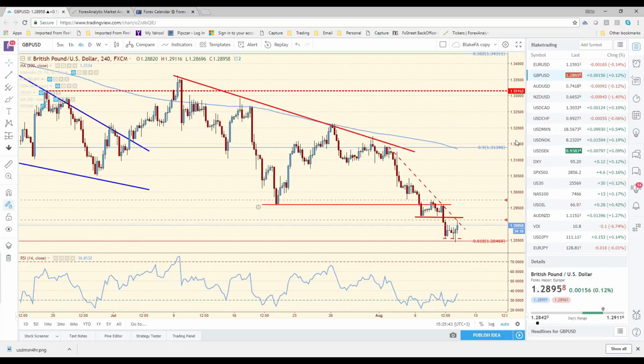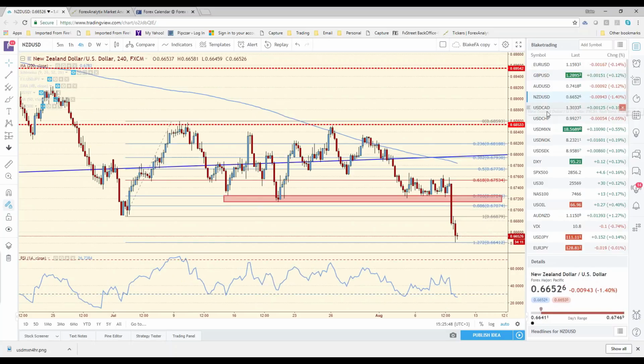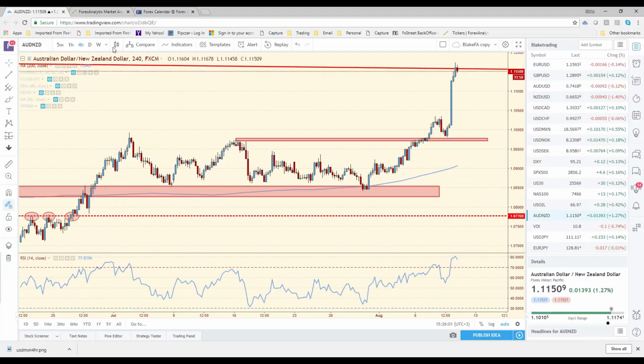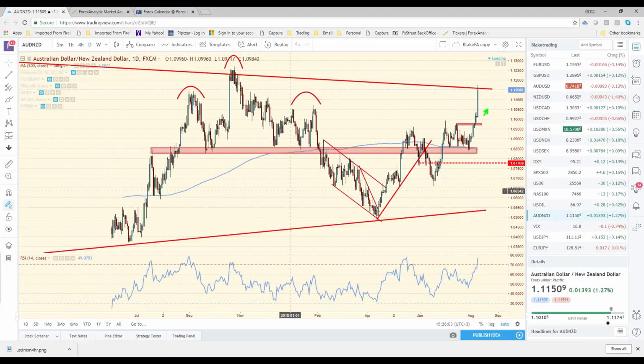I just had a couple other things I wanted to cover. The Kiwi just got absolutely battered following the RBNZ. They pushed out potential rate hikes all the way out to 2020. It was a really dovish meeting for the RBNZ, and that left the Aussie New Zealand right up at key resistance.